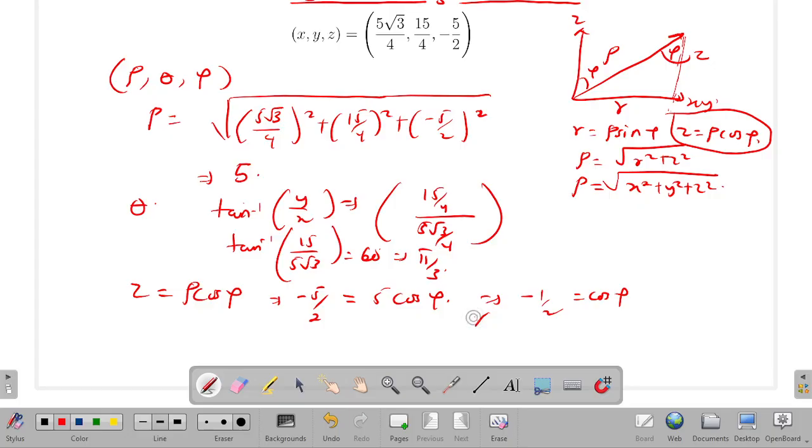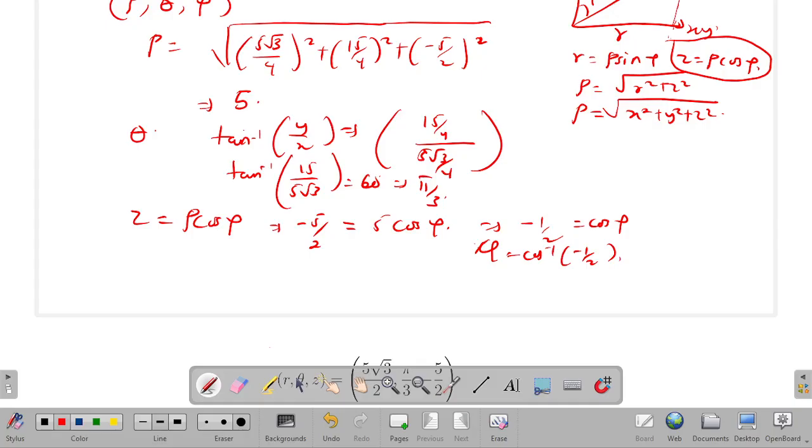So my phi is simply cos inverse of negative half. What is cos inverse of negative 1 over 2? That gives us a beautiful 120 degrees. You convert it from degrees to radians for simplicity, 120 times pi over 180. So our phi is equal to 2 pi on 3. Therefore, our spherical coordinate is simply given as rho, which is 5, comma theta, which is what? Pi on 3, as found, comma our phi, which is 2 pi on 3.